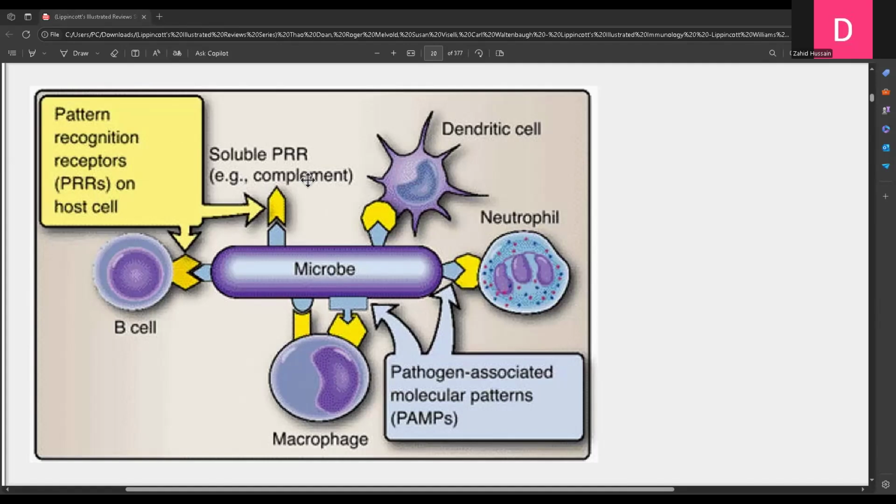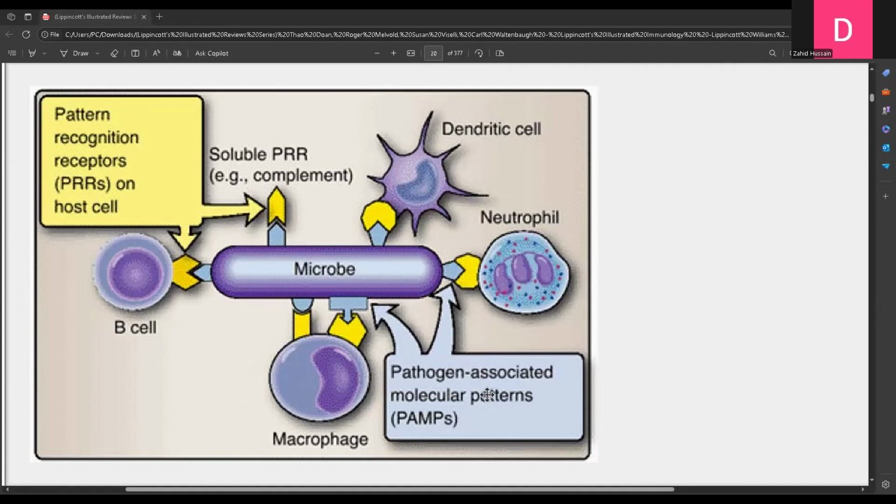It can be the complement system, or it can be B cells, which have antibodies. With the help of antibodies, they will recognize these microbes. Dendritic cells will recognize them with the help of these receptors. Neutrophils and macrophages have these receptors too. So B cells, macrophages, complement proteins, dendritic cells and neutrophils have these receptors, structures which will recognize microbes or the proteins on the microbes. And this is termed pattern recognition receptors.